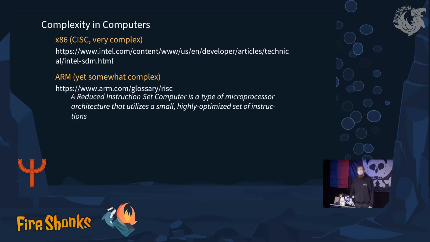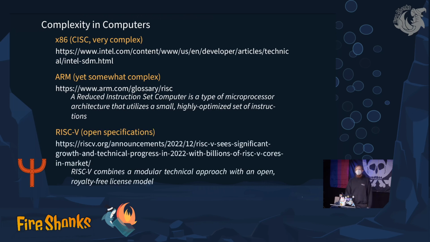And then there's ARM, which is still quite complex. The RISC in the acronym stands for Reduced Instruction Set, but these are still hundreds of instructions that can be computed by this. And then there's a new idea here, which is called RISC-V, which is about 10 years old, and you can already buy chips for it.